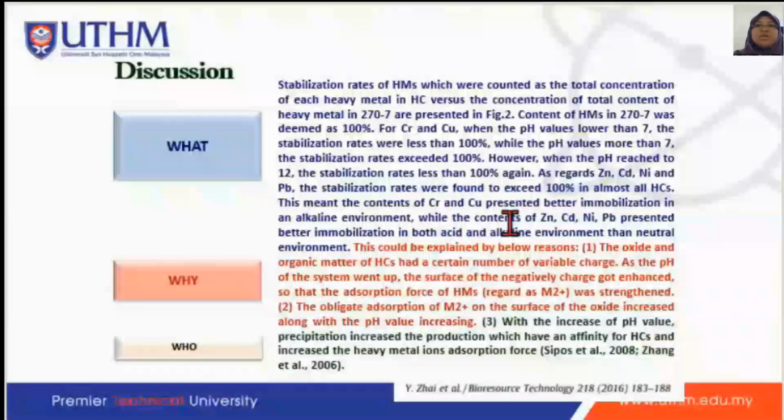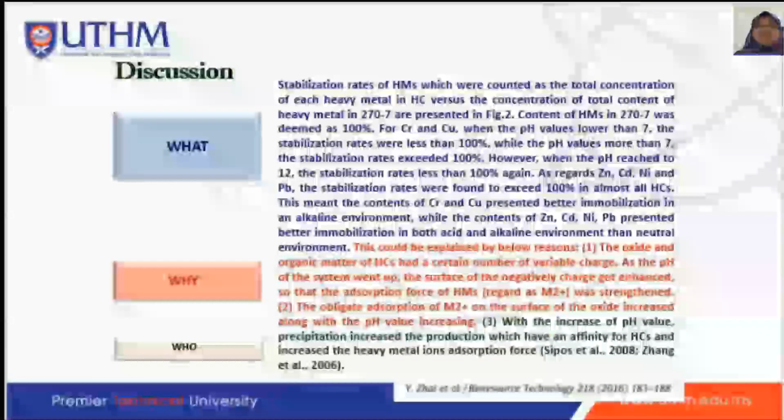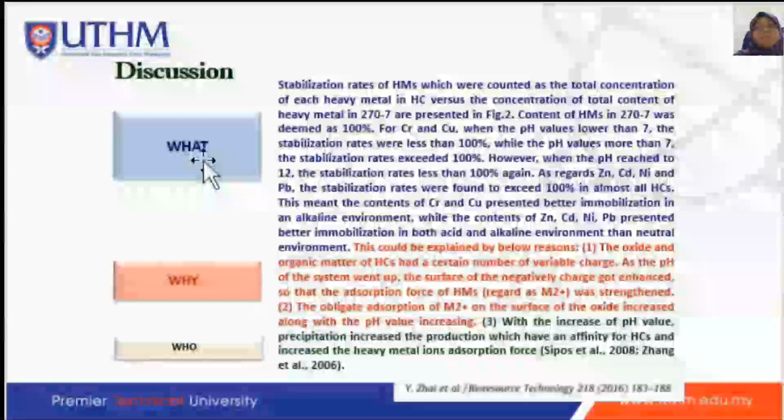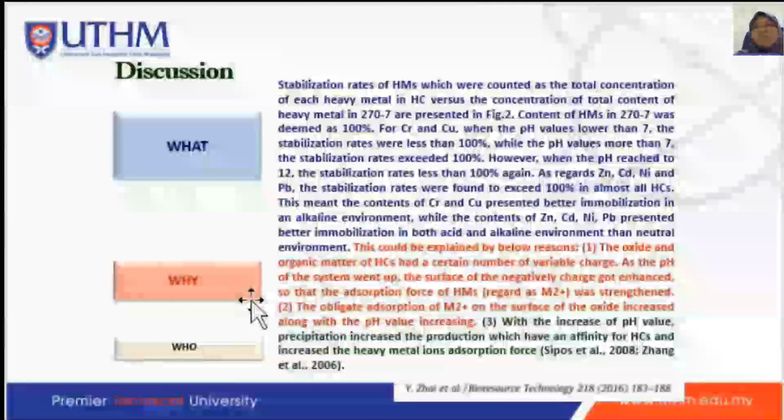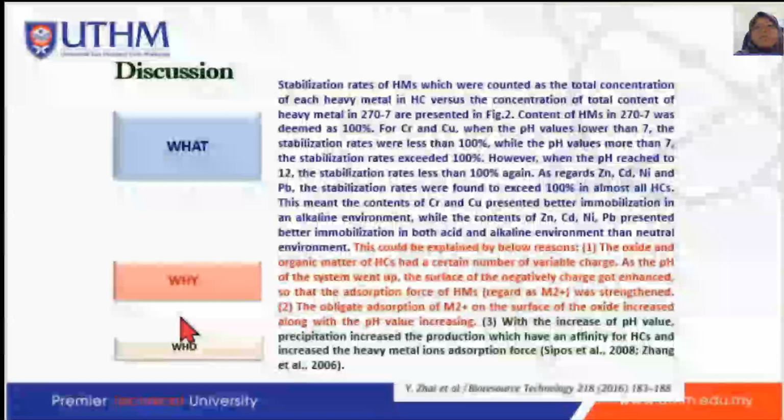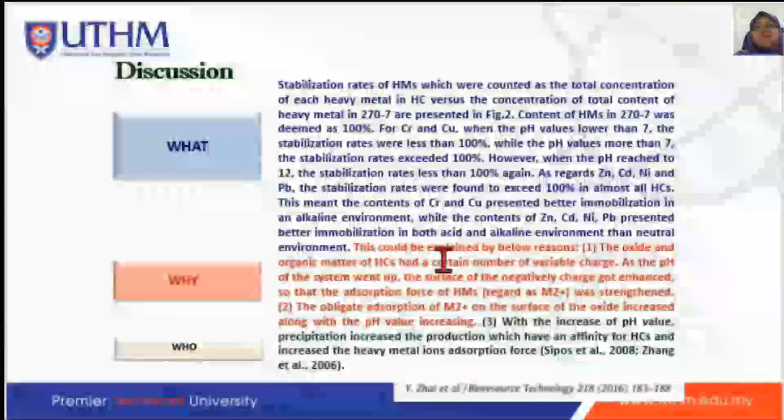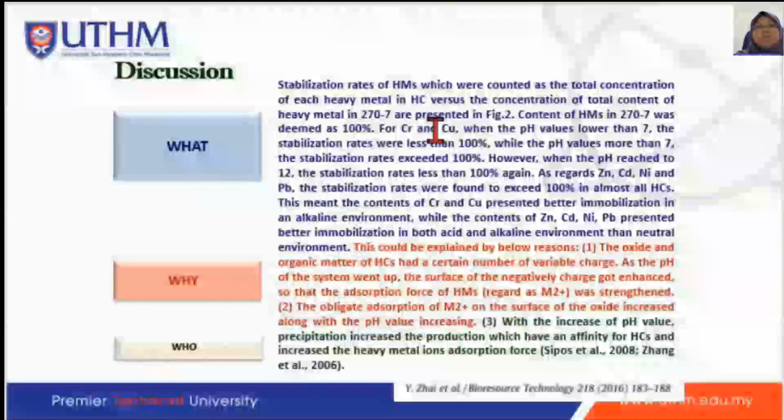Alright. To write a good discussion, it should comprise 50% of what, 30% of why, and 20% of who. So this is an example of a good discussion. As you can see, it begins with an explanation on the what: what did you do, what did you find, and what it means.